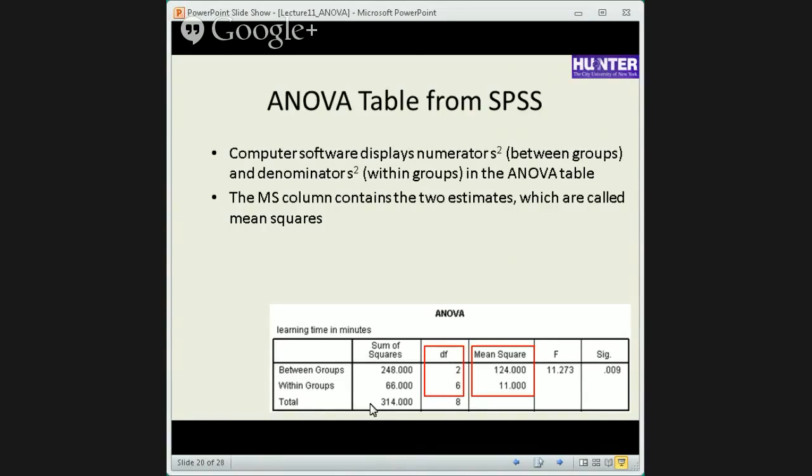This total one, by the way, is what you get if you just ignore the groups and look at all of the data points as one group and take their differences from the grand mean. You'll notice that if you add up the between groups and the within groups, you should get exactly the total sum of squares. So it's really just breaking down your variability into what happens between groups and what happens within groups, and those add up to the total.